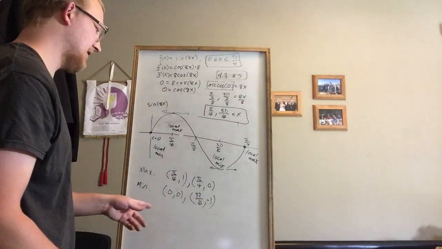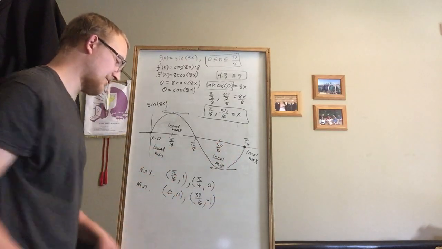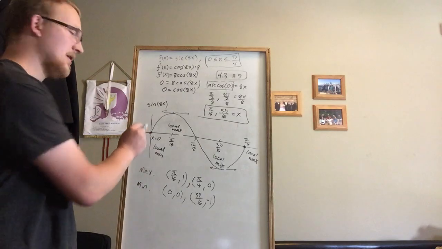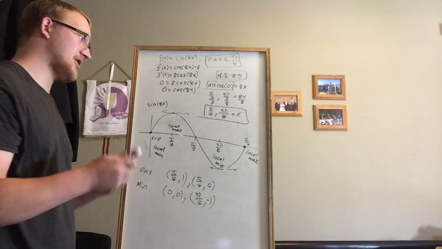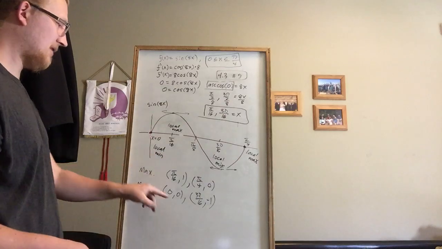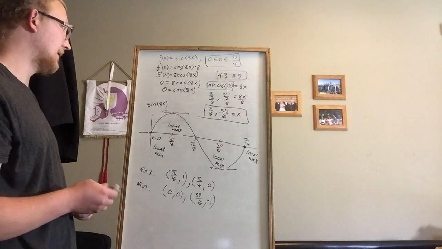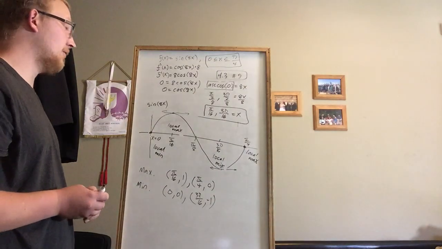So it is rather goofy that, for example, at pi fourths, our output is 0, and at 0, our output is 0. But in the definition of locality, one of them is a maxima, and the other one is a minima, even though they have the same output. It's all about the surroundings. And so I hope this was helpful.